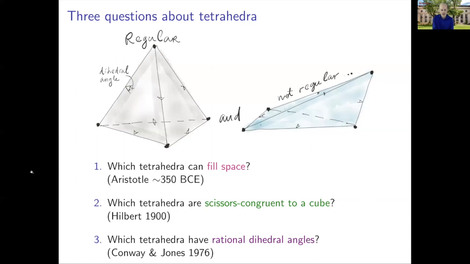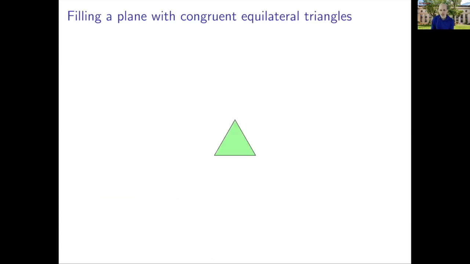Each of these questions is in 3 dimensions because it's about tetrahedra. But you can also ask the analogous questions in 2 dimensions. So as a warm-up for each of these, I'm going to start with a 2-dimensional problem. Let's talk first about filling the plane with copies of an equilateral triangle. So here's an equilateral triangle.